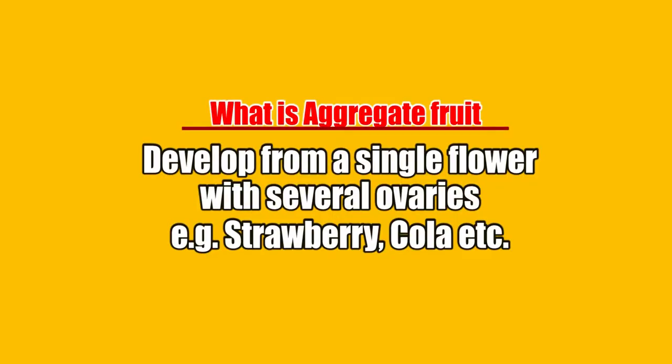Another type of fruit is an aggregate fruit. When a fruit is formed from one flower, a single flower like this, that has many ovaries. Remember the diagram I drew. When a fruit is formed from a single flower with many ovaries, that kind of fruit is called an aggregate fruit. A very good example of an aggregate fruit is the strawberry.